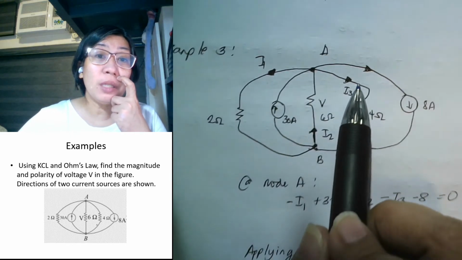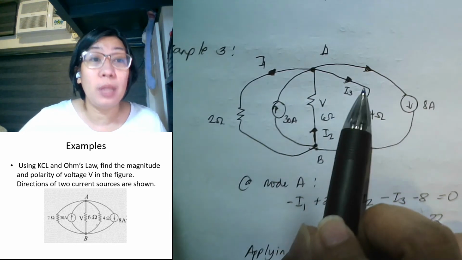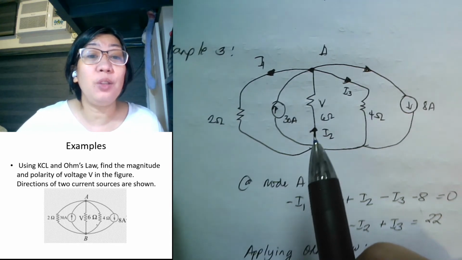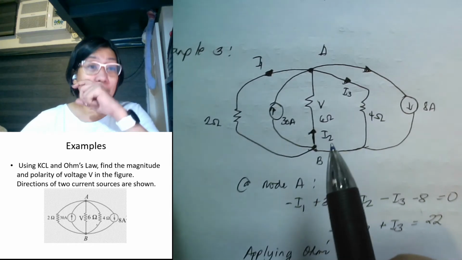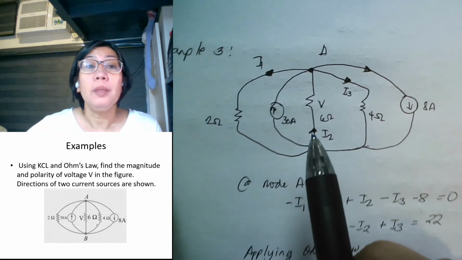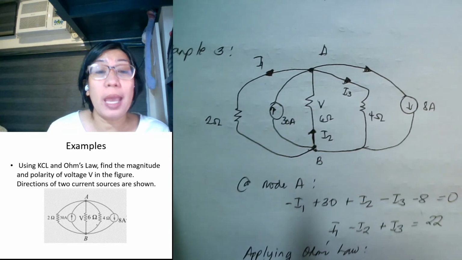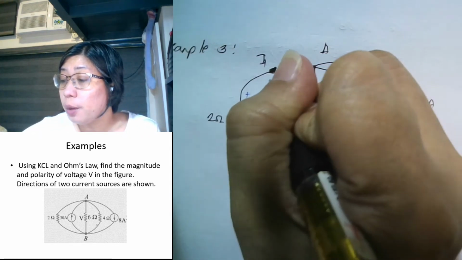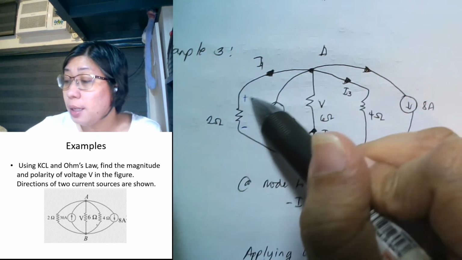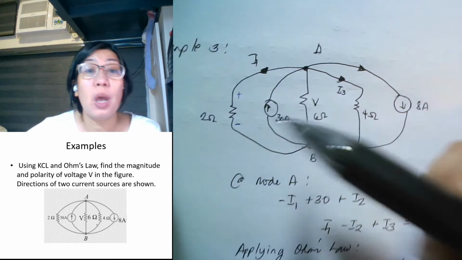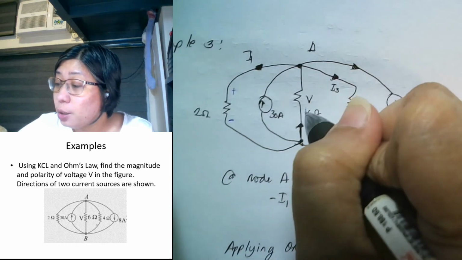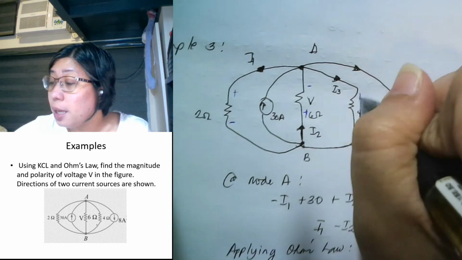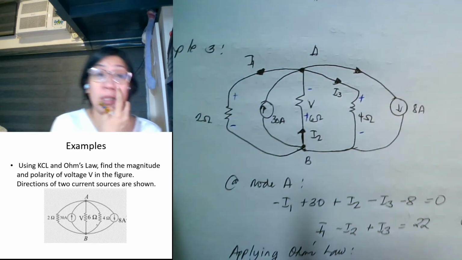I will assume this as my I3, leaving node A, and I will assume this direction I2, entering node A. Okay? So, in this case, this is my direction. So, current will be entering here, so this is plus and minus. Current is entering here, so this is plus. Leaving here is minus. Current is entering here, so this is plus. Leaving here, this is minus.